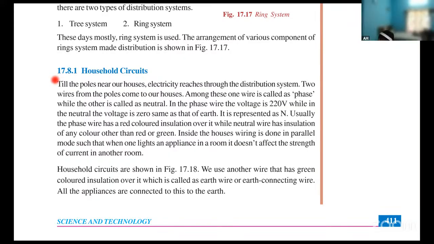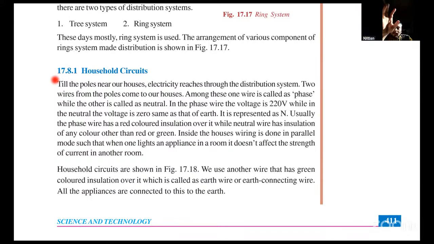So electricity comes to our neighborhood through the transmission system and comes to our houses through the distribution system. Is that the final conclusion? Yeah, that is the final conclusion. Now, basically, in the transmission, we are increasing the voltage. Yes, voltage will increase.